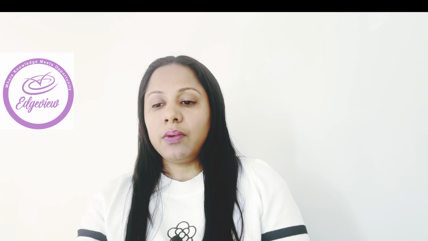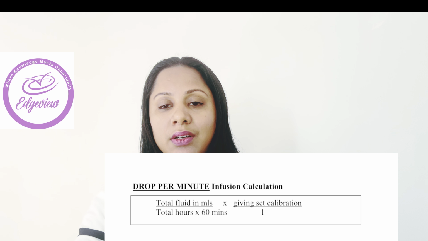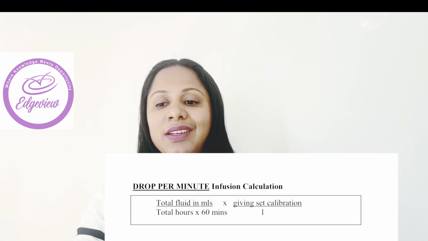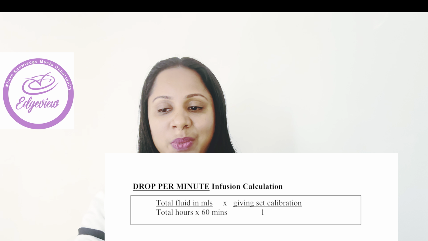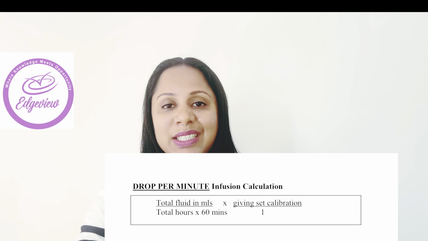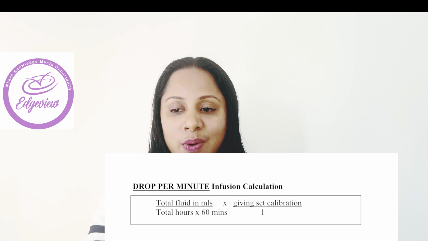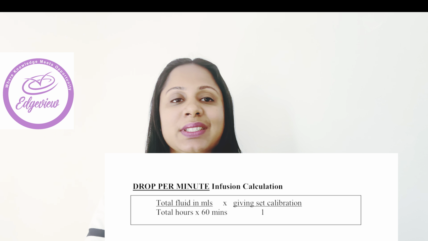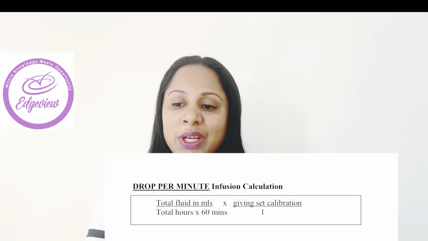For the drops per minute infusion calculation: total fluid in mLs divided by total hours, divided by 60 minutes, and the total should be multiplied by the giving set calibration, divided by 1.